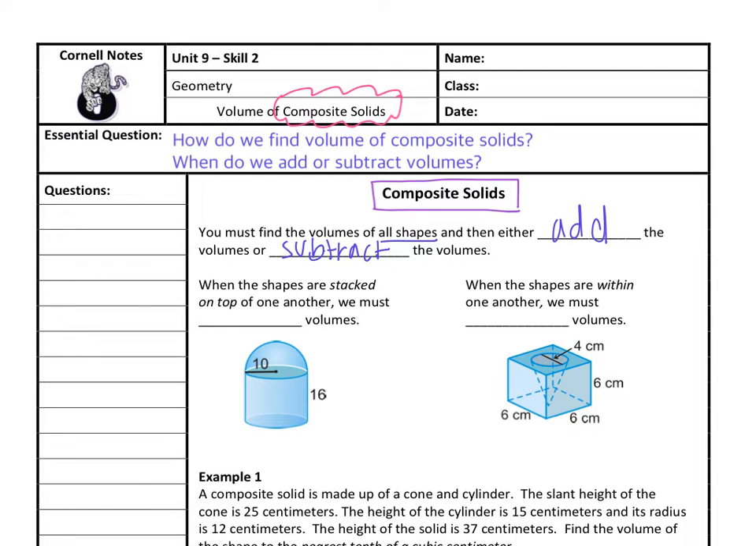Okay, and that depends on the scenario, on the type of composite solid you have. But again, step one is to always find the volume of all the shapes, and then you add or subtract depending on what you have.